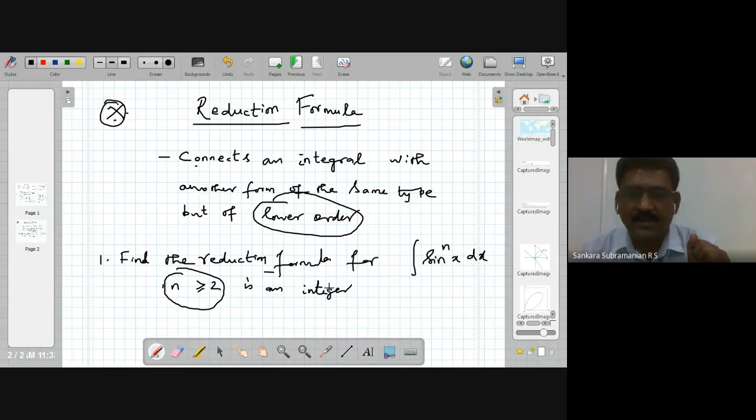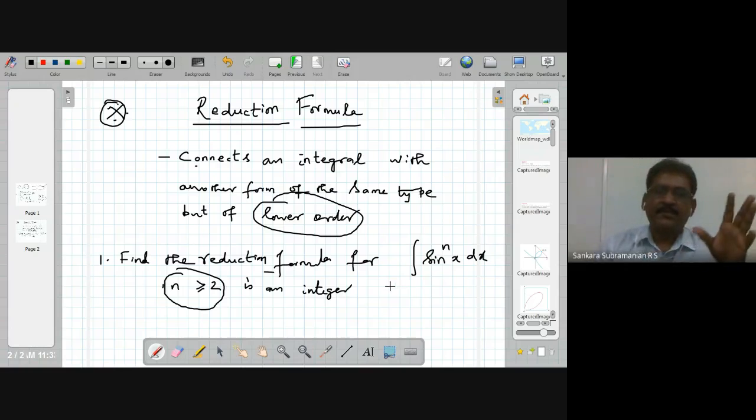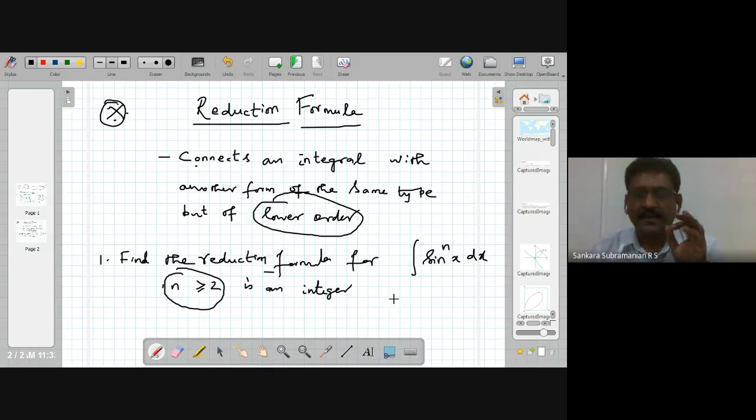So the question automatically arises, what happens if n equal to 0, n equal to 1, and n equal to 2? We have to define the initial stage, like 0 factorial is defined as 1, and then we can go for the nth stage to show the reduction formula. Shall we proceed? Hello?